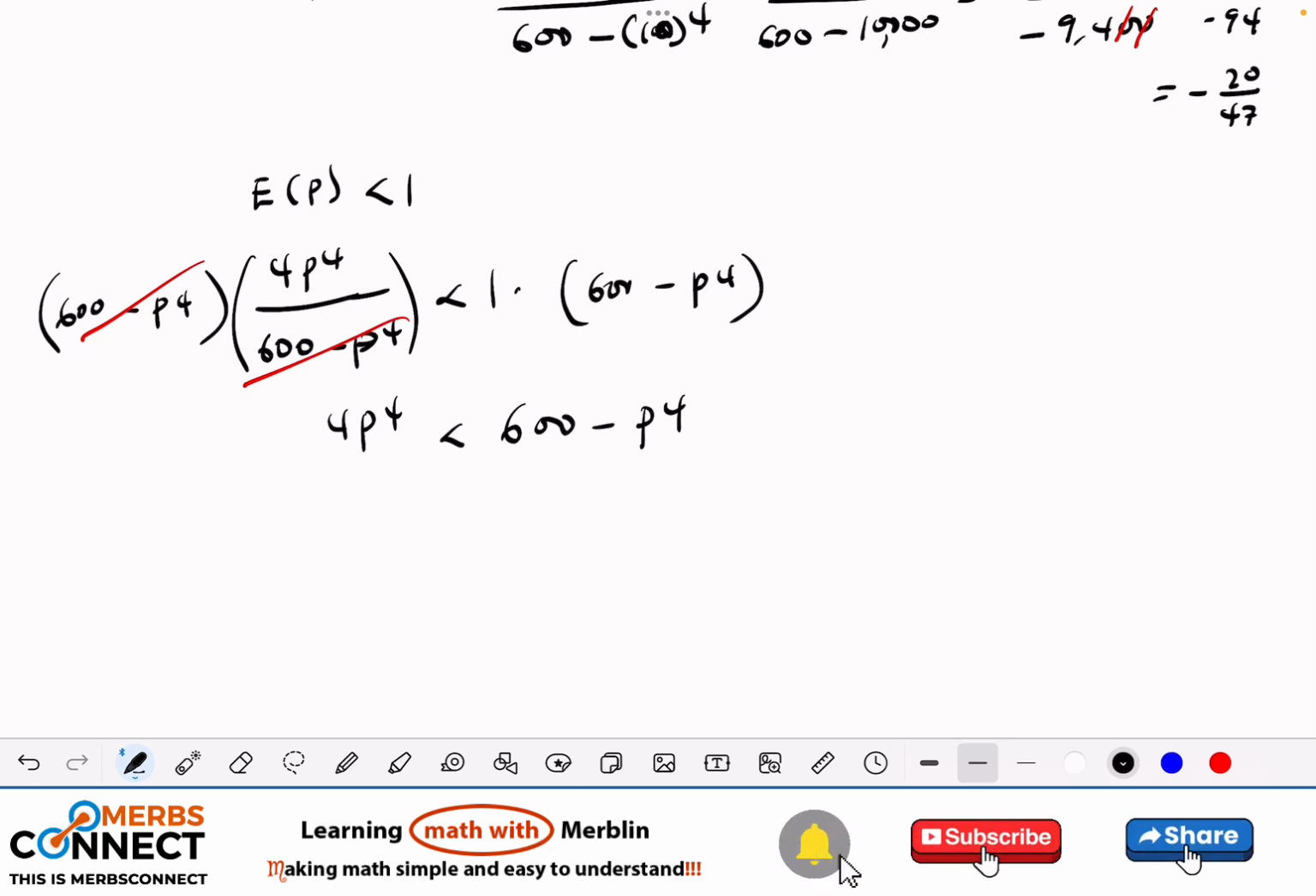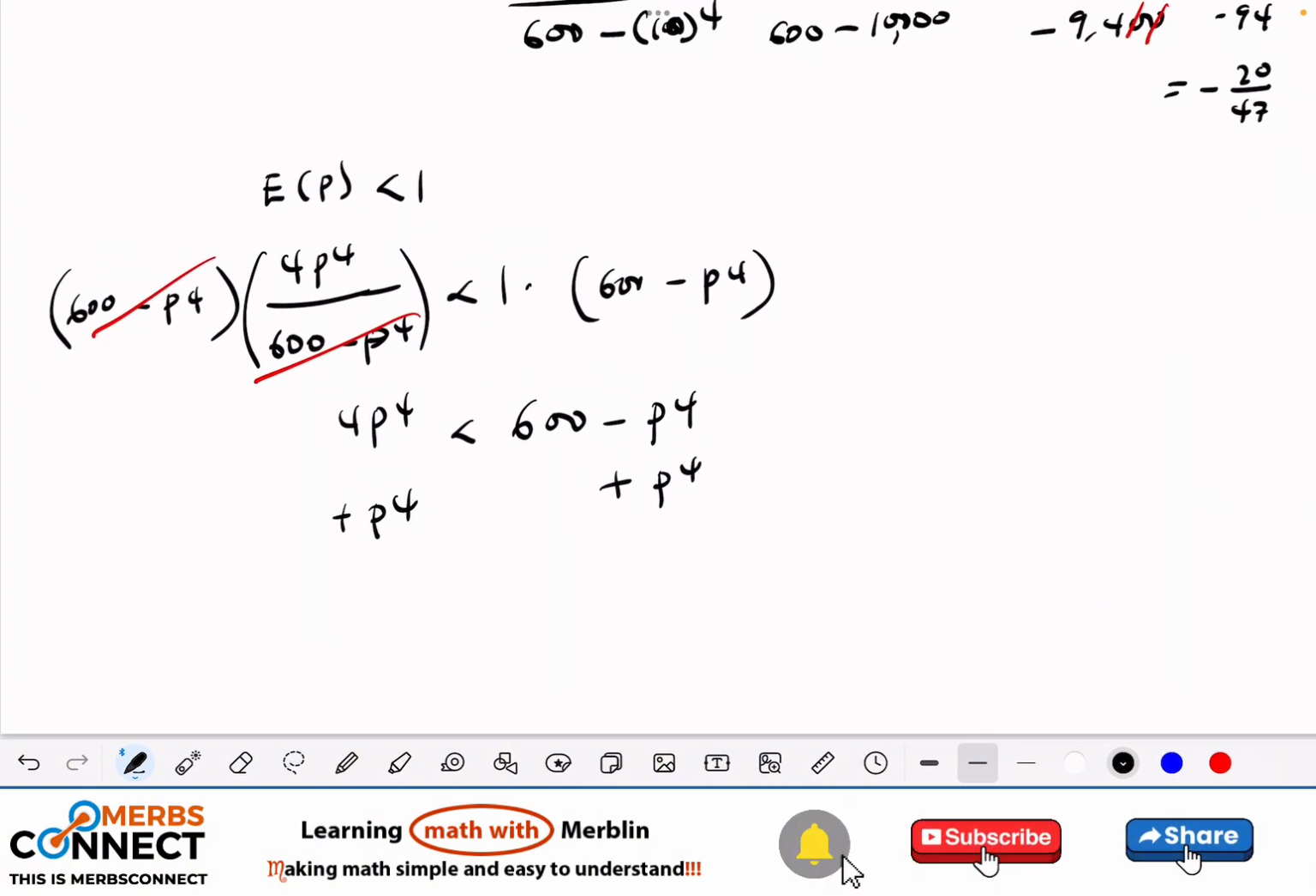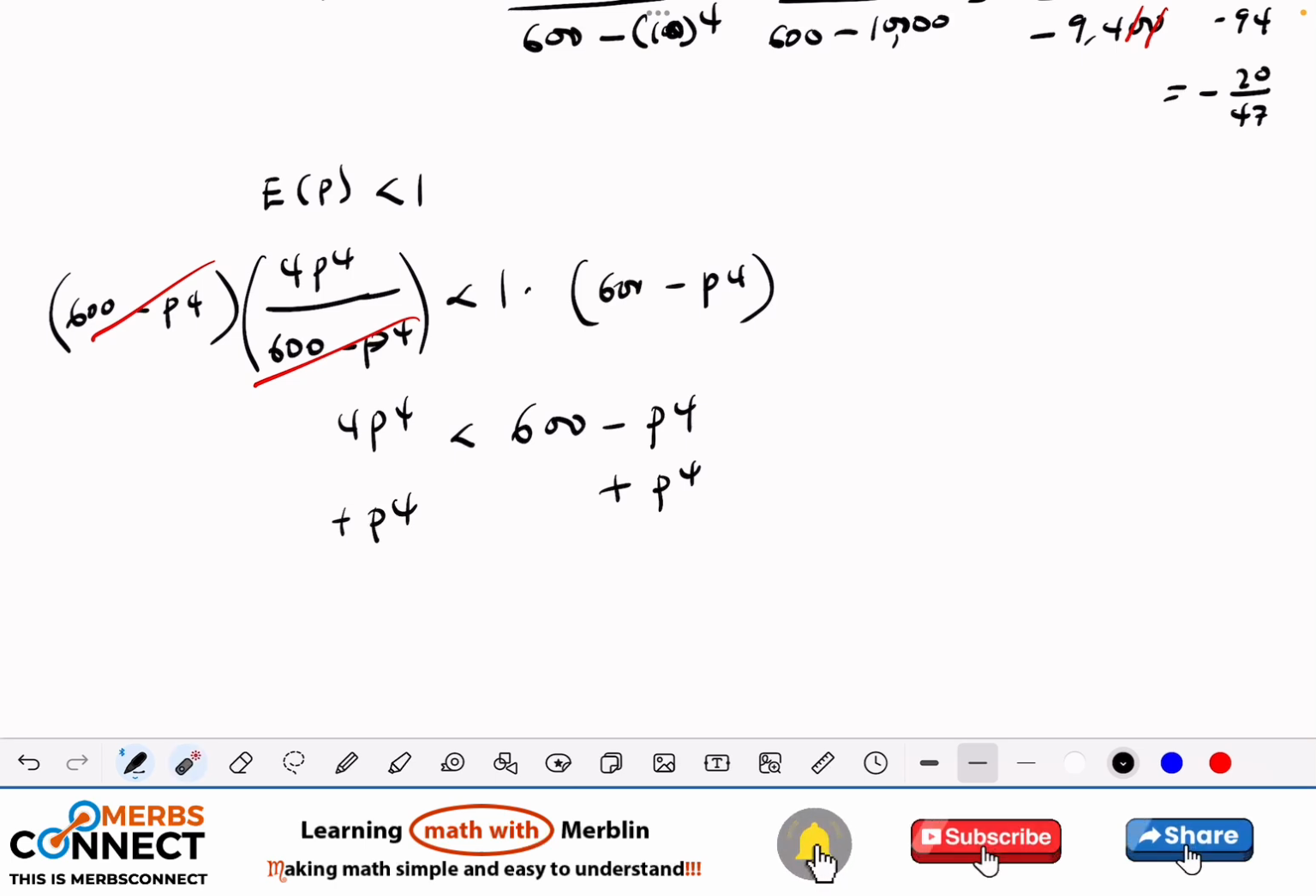So what am I going to do? I'm going to add P to the power 4 here, P to the power 4 here. Here, please, when you are here, be careful, because mostly some of you when you are doing this, you get it wrong, right? So when I add minus and plus, this one will be 0, right? But this is 4, this is 1, right? So 4 plus 1 is going to give us 5. So you are going to have 5P to the power 4 less than 600, right? Because minus of this plus this will be 0.